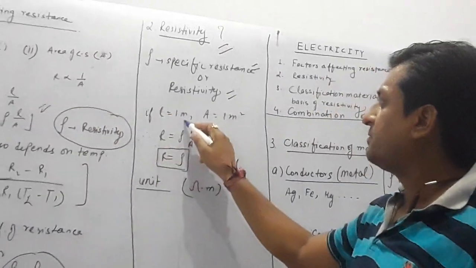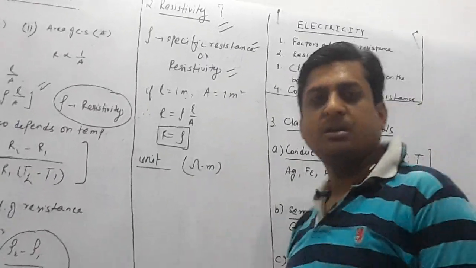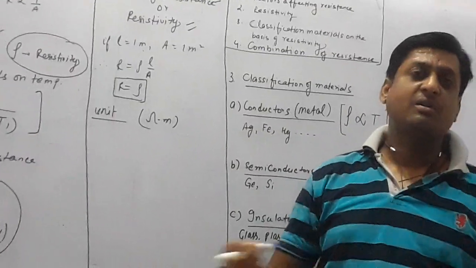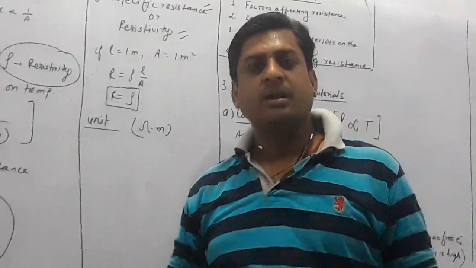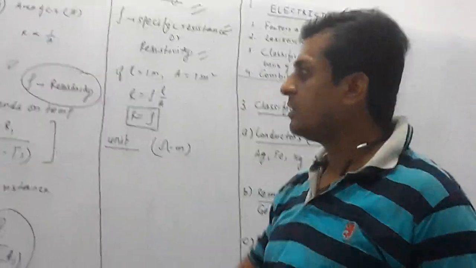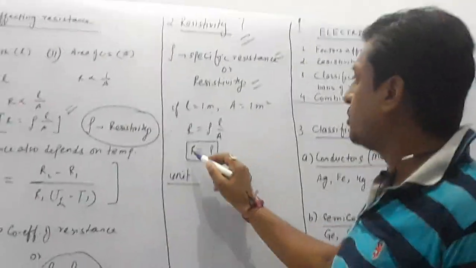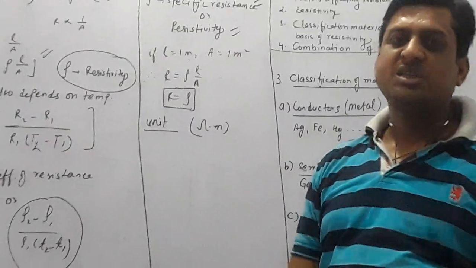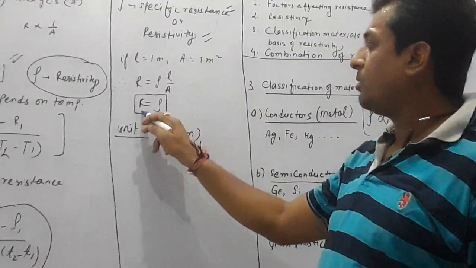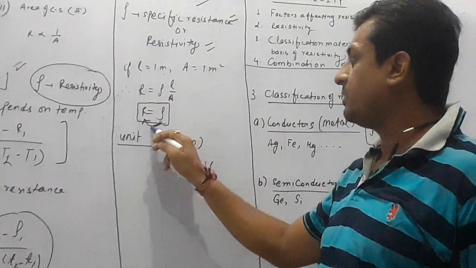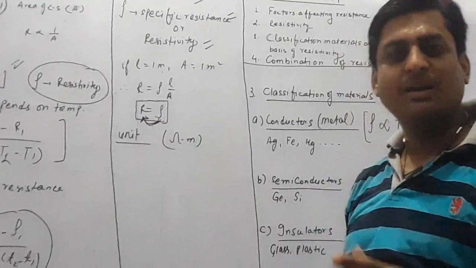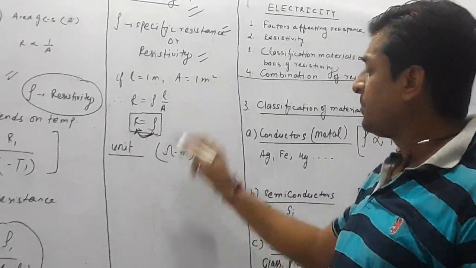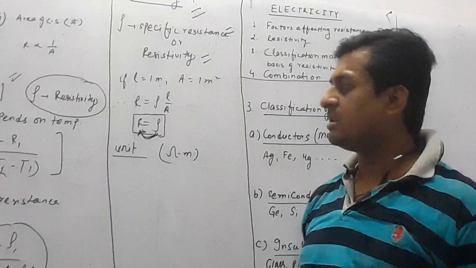If we suppose L is 1 meter and area of cross section is 1 meter square, means there is a conductor, a wire whose length is 1 meter and area of cross section is 1 meter square. So when we put 1 here, you will get R equals to what? Resistivity. Means resistivity is the amount of resistance of a conductor whose length is 1 meter and area of cross section is 1 meter square.